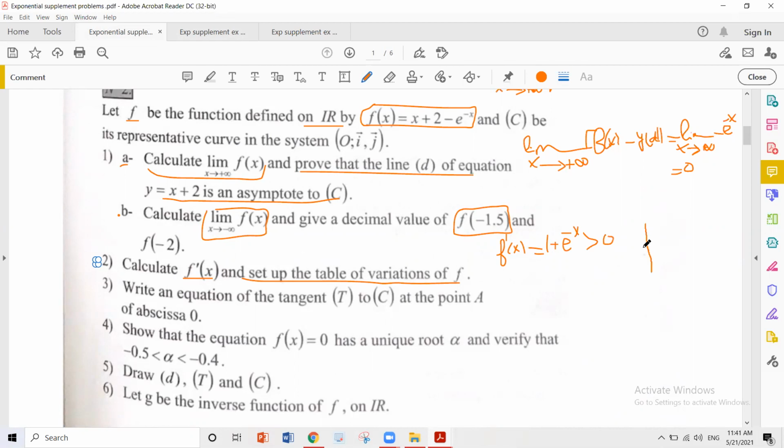And set up the table of variations. Table of variations will be x, f prime x, f(x). The domain is minus infinity plus infinity. It is positive. It is increasing from minus infinity till plus infinity.